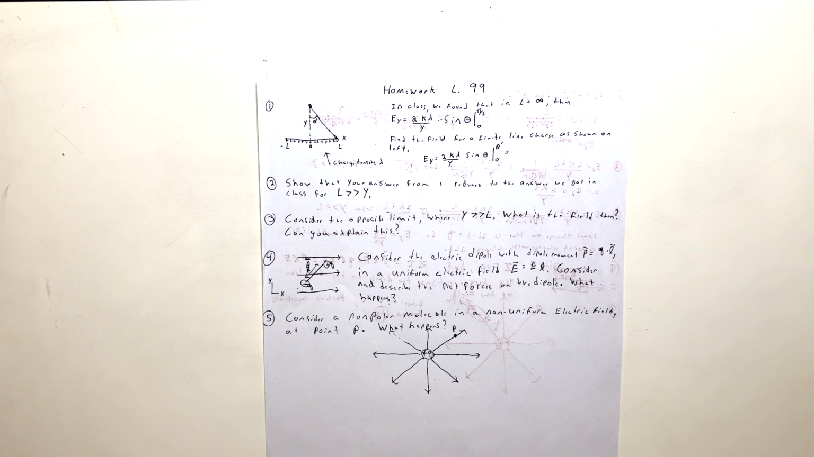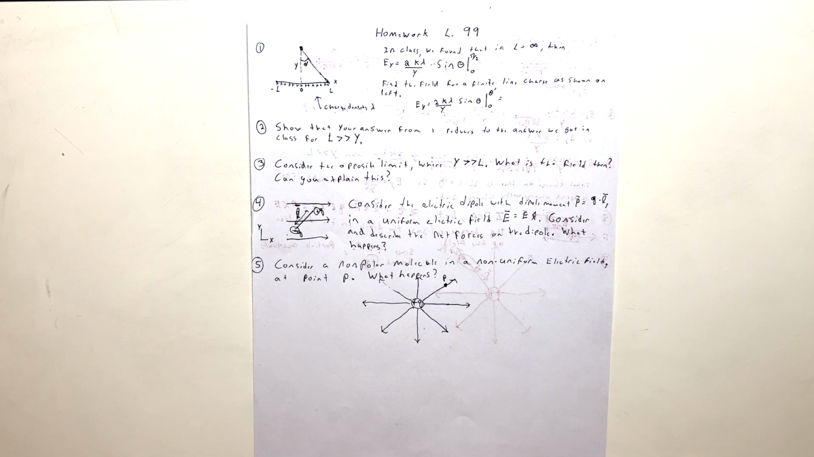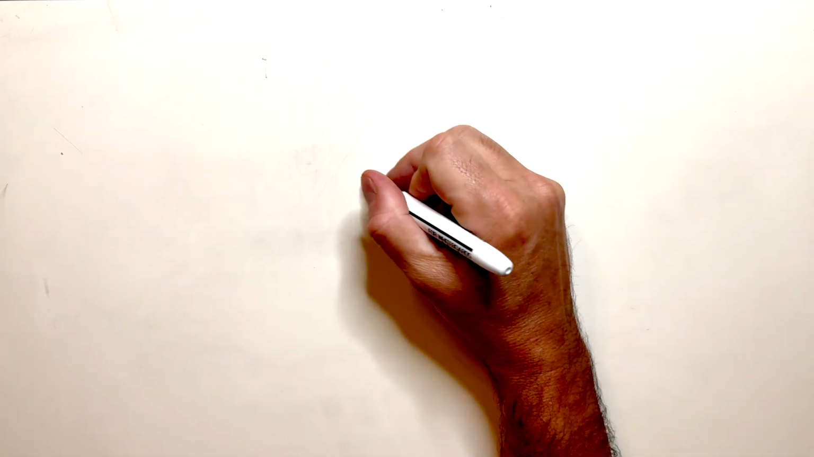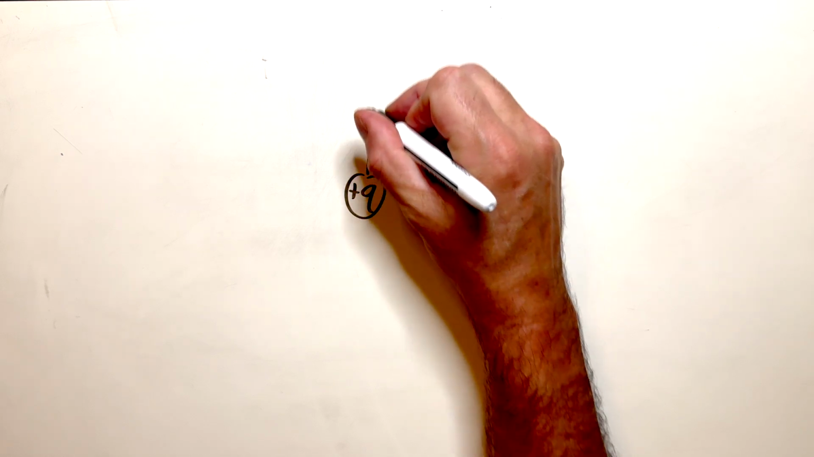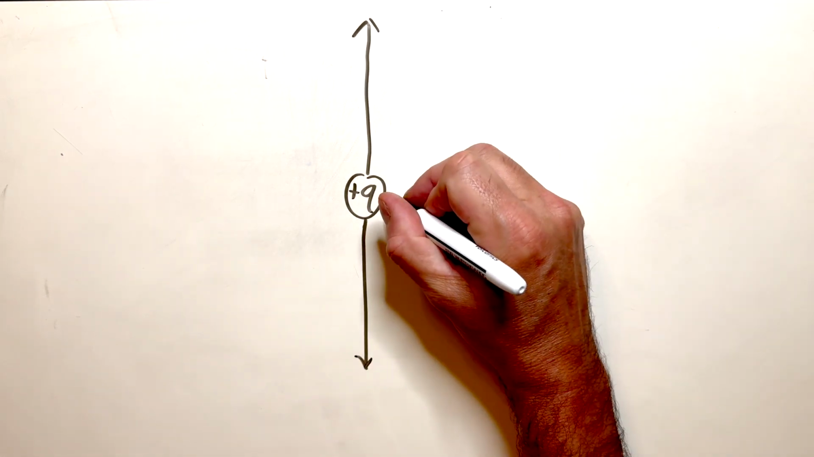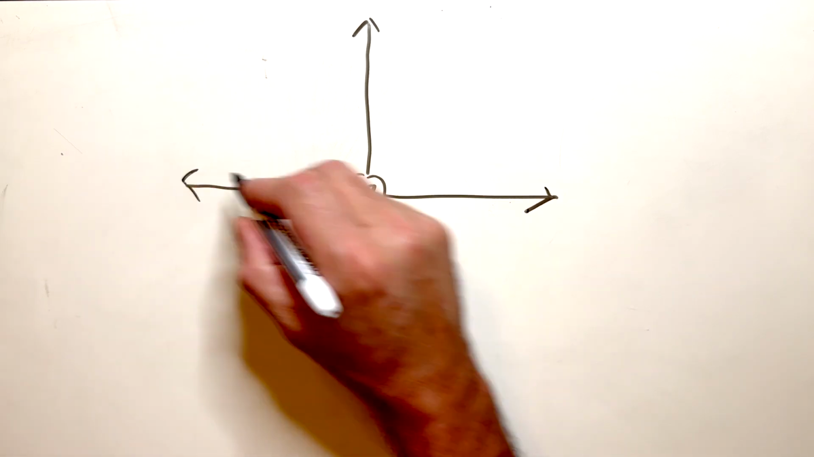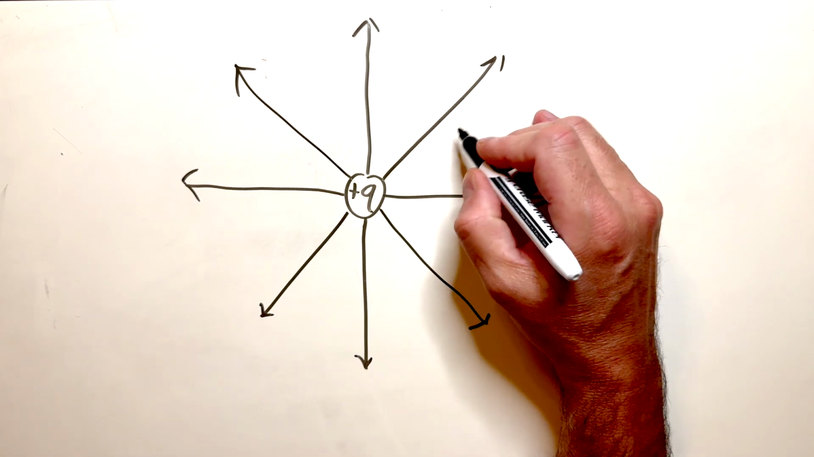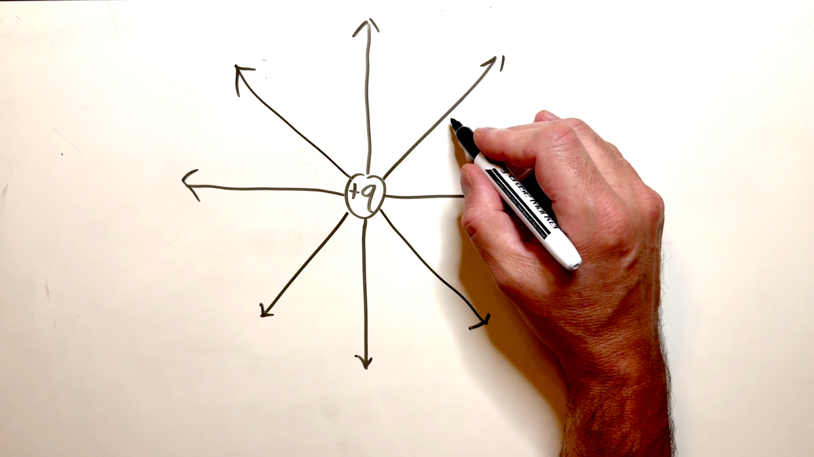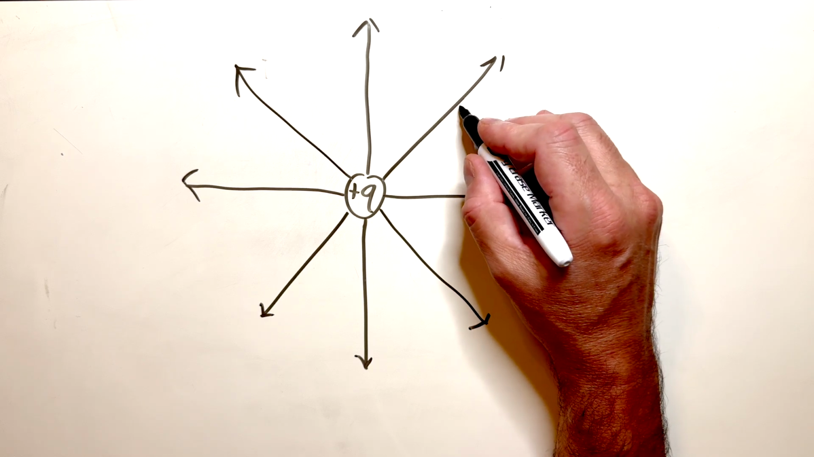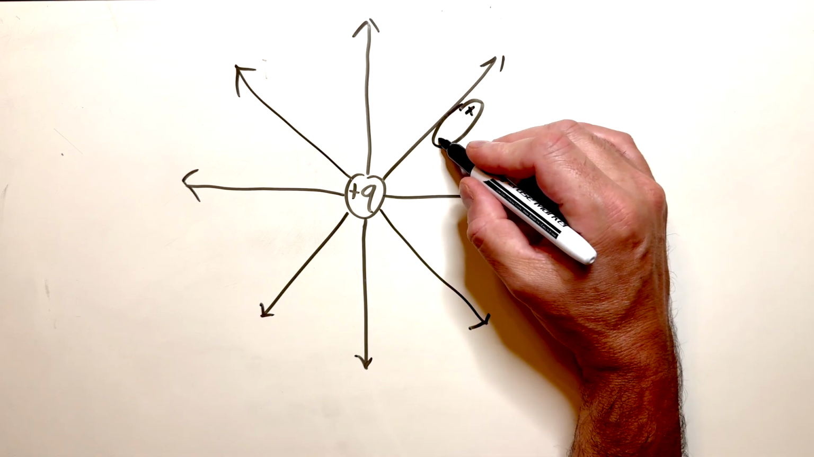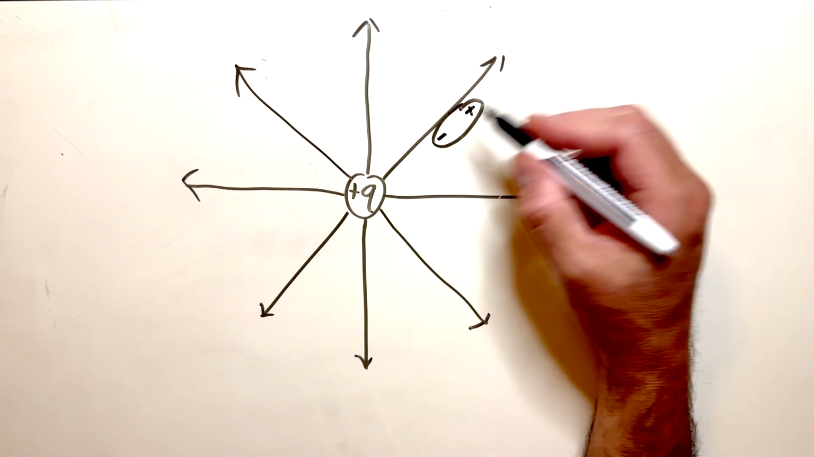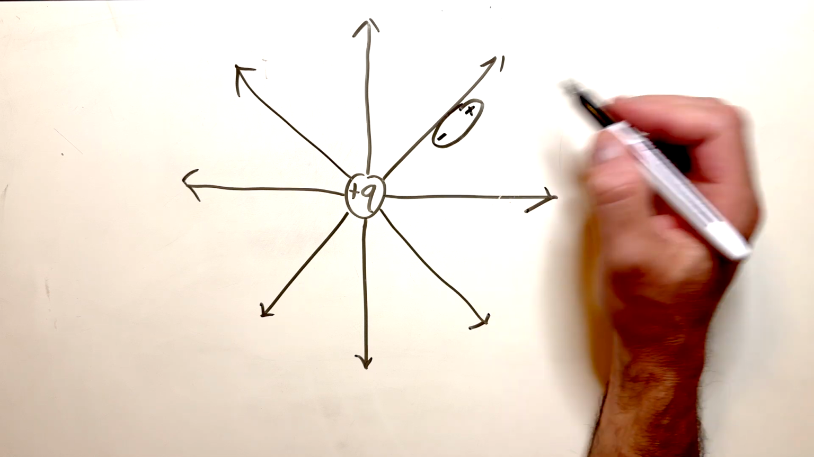All right, number 5, consider a nonpolar molecule in a non-uniform electric field at point P. What happens? Kind of an open question, but we can describe it fairly simply. So here's my charge. I'll make it positive. And of course we've got our field lines running every which way, radially outward. So if I put a nonpolar molecule in this field, what's going to happen is that the molecule is going to stretch out. The positive charge, of course, is going to be as far as it can be from this positive charge here, whereas the negative charge will be closer to it. So it does the same kind of polarization that we've talked about in class.